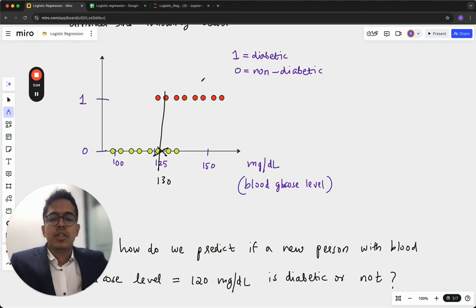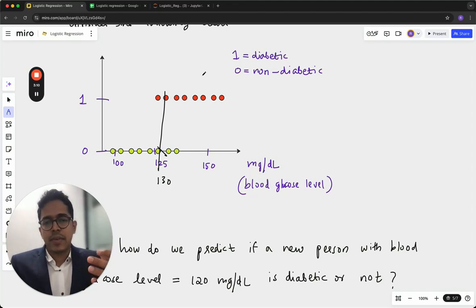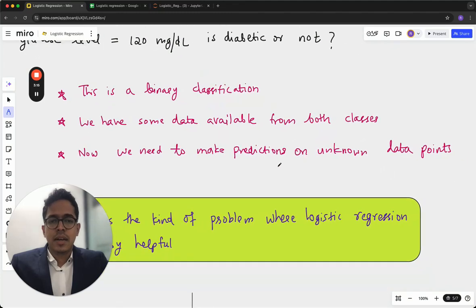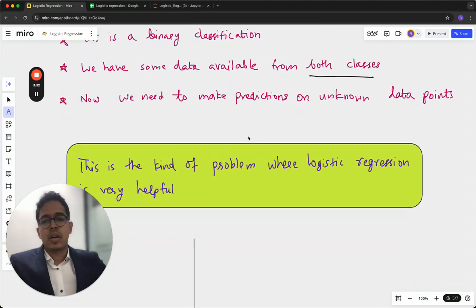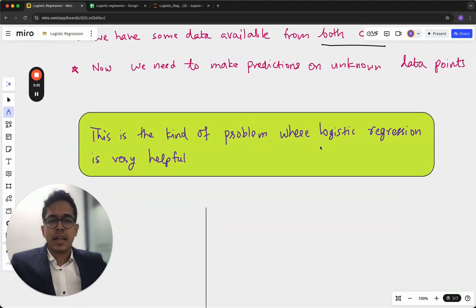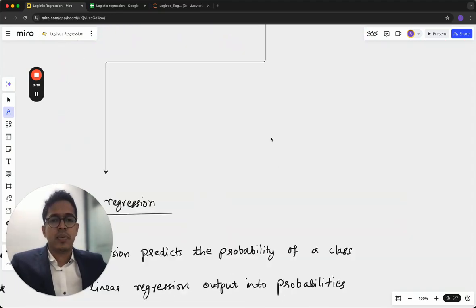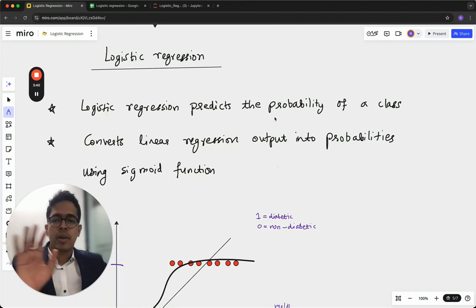It's hard to say. So in cases like this, where the decision boundary is not very clear, and if the task is classification, you can use logistic regression. In this particular example, we are looking at binary classification. But we know that classification does not always have to be binary. There could be more classes. We have data available from both the classes, right? We have diabetic people and non-diabetic people. And now we are making predictions on unknown data points. So let's look at logistic regression, which is going to do this for us. It's very helpful for such classification tasks. In this lecture, we'll be only looking at binary classification, but of course, other classifications are also possible.